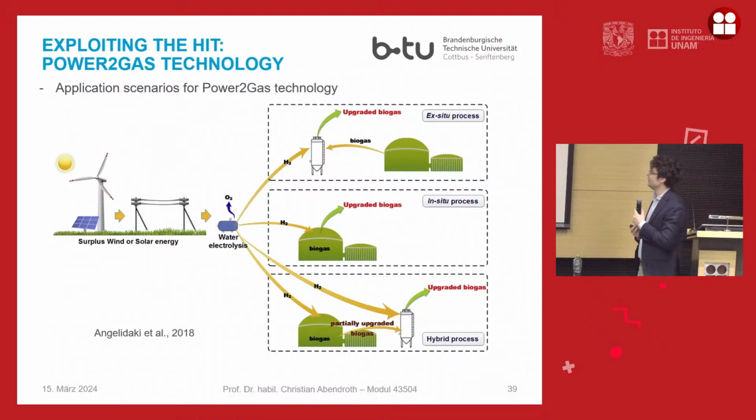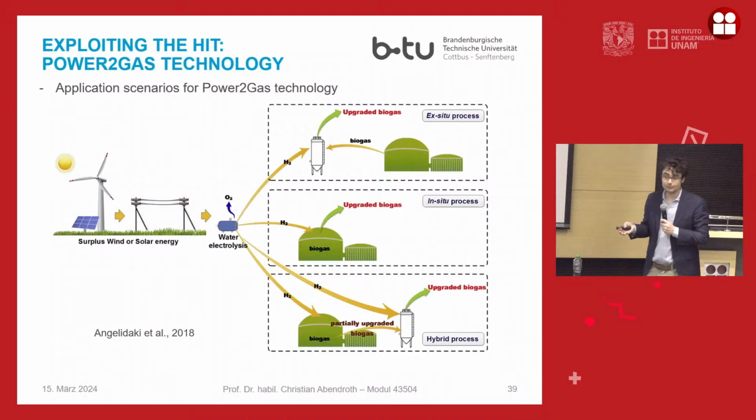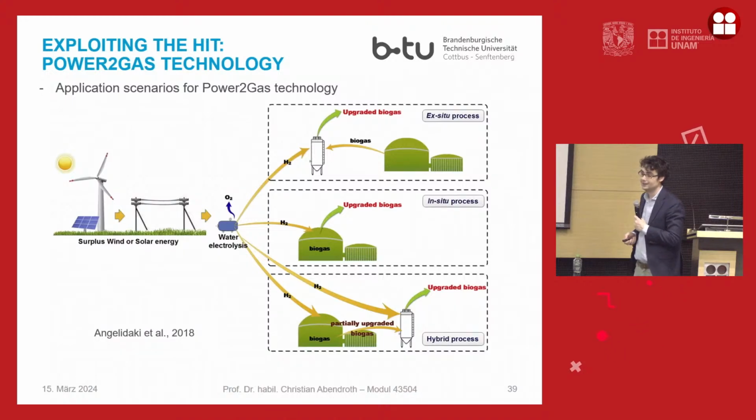And there are different concepts how we can use them. So we distinguish between the ex situ process, the in situ process, and the hybrid process. All of them have the same goal because sometimes we have too much energy produced, and this especially concerns us now as we try to use more and more renewable energies. Because the fossil fuels, we can produce them on demand whenever we want them, but when the wind is blowing and the sun is shining, the energy is coming, and then we have to do something with it.